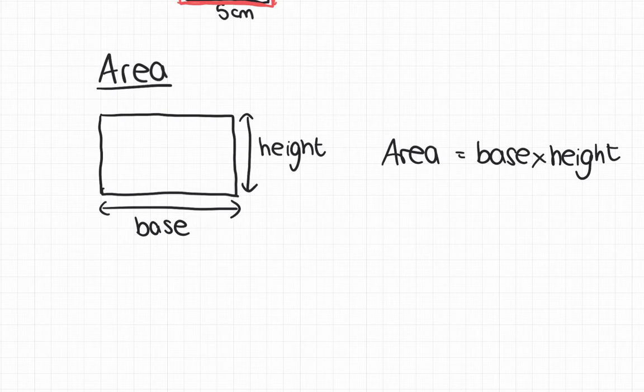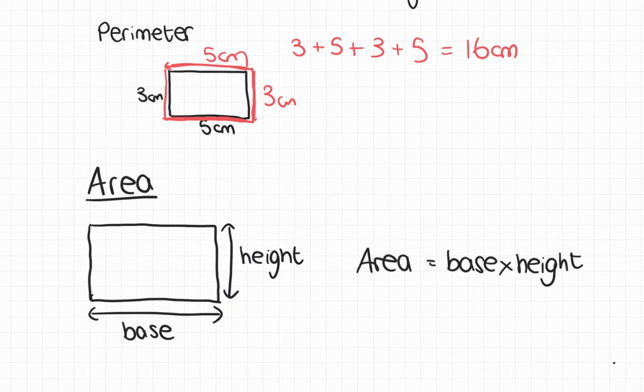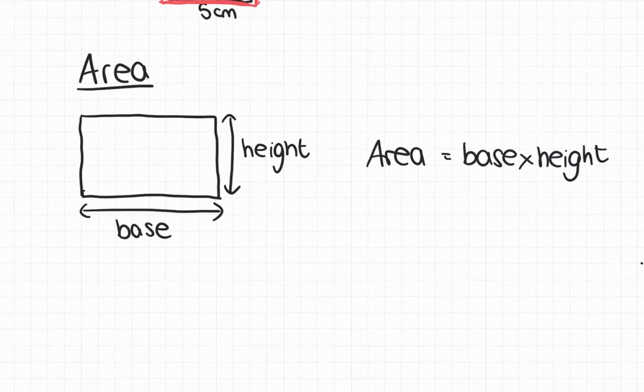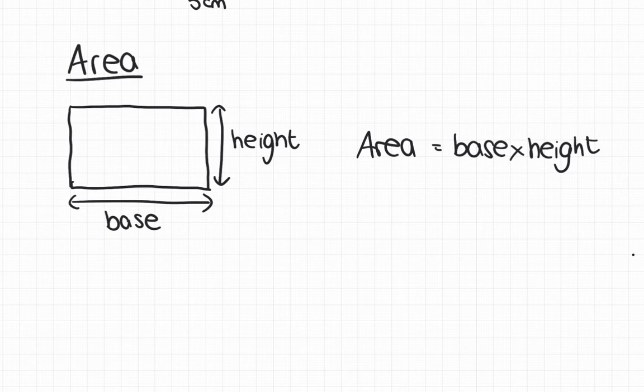So if, for example, we were doing the area of the question above, the area of that shape would be 3 times 5, that's 15 centimetres squared, or square centimetres. So that's a rectangle, you need to know that one.